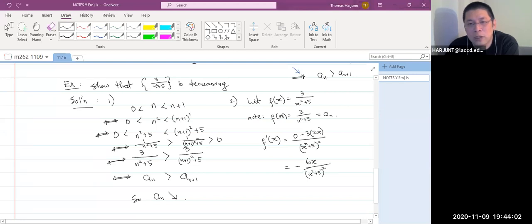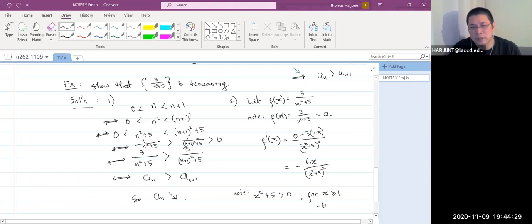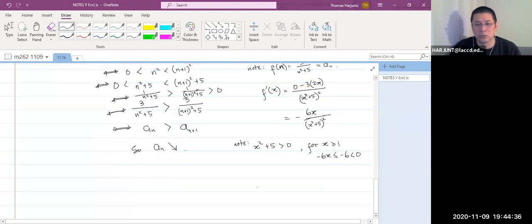Now, how do you argue that this is decreasing? This is negative. Well, x squared plus 5 is always positive. Is it right? Note, for x greater than or equal to 1, negative 6x is less than or equal to negative 6, which is negative. So for x greater than or equal to 1, f prime of x is negative.